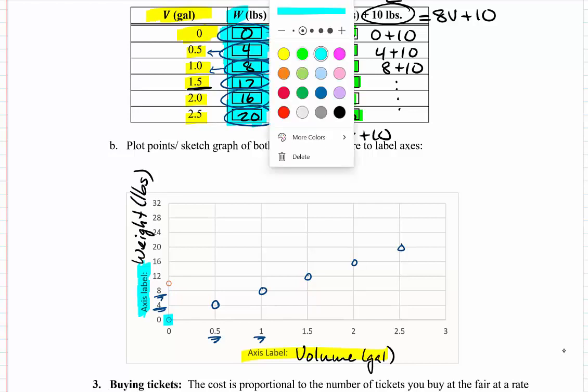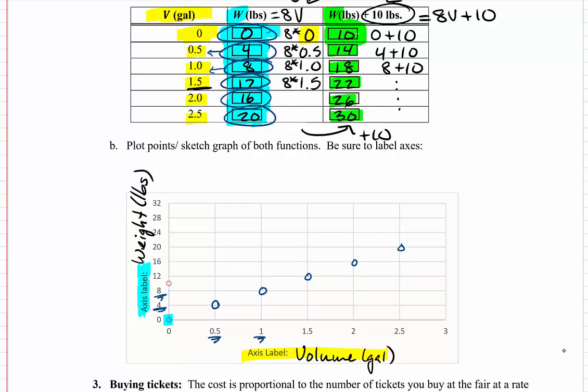Next, we need to do our green ones. So we have to start with 10 when volume is 0. So when volume is 0, our first weight is 10. We've already got that one right here. Next is 14 when volume is 0.5. So when volume is 0.5, we have 14, which will be right in between 12 and 16. Then we have 18 when volume is 1. 18 is going to be right here in between 16 and 20, and so on and so forth.